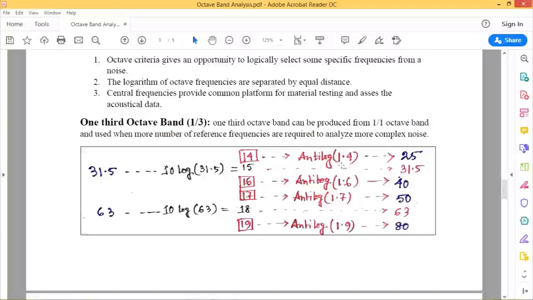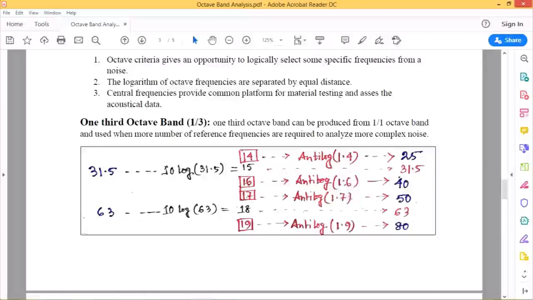For example, 14 divided by 10 gives you 1.4. Anti-log of 1.4 means 10 to the power 1.4. You can calculate it, or just put the formula in an Excel sheet. Automatically you will get the value of 25. Now corresponding to 16, the anti-log of 16 divided by 10, that means the anti-log of 1.6, will give you 40.